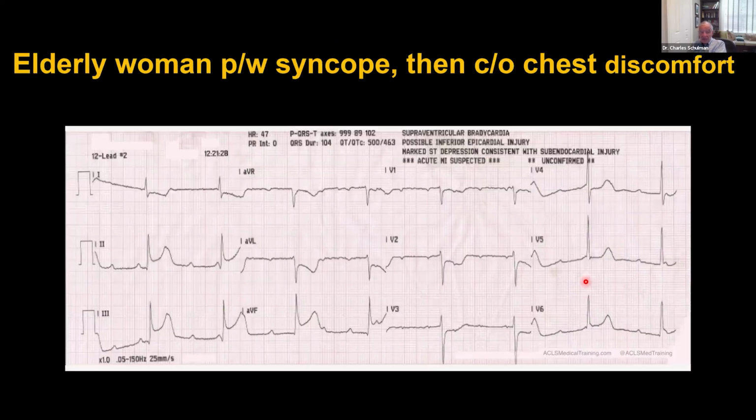Okay, now here there's an elderly woman who presented with syncope and then chest discomfort. And she has a slow rate as well. Her heart rate is 47. The computer read supraventricular bradycardia. Is that true?